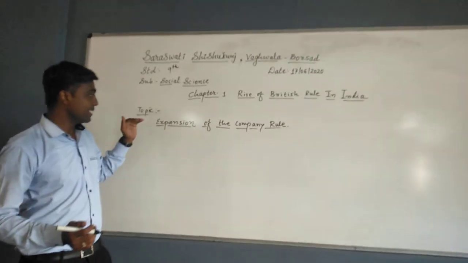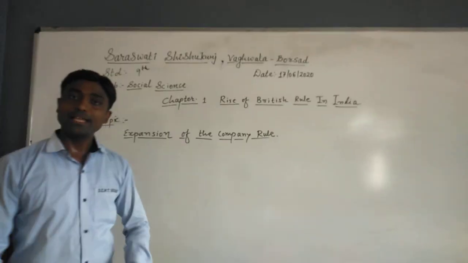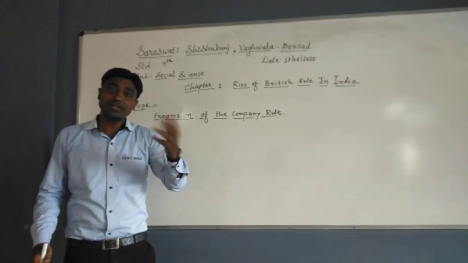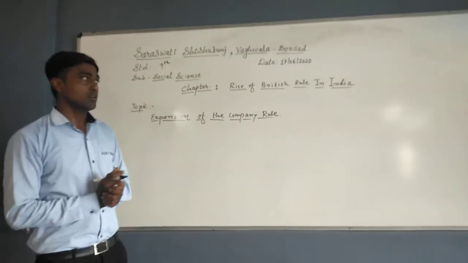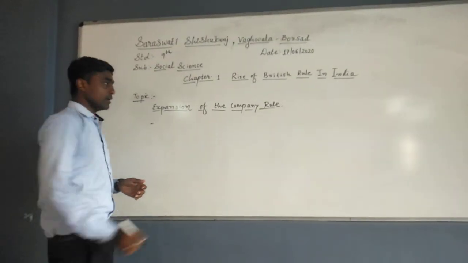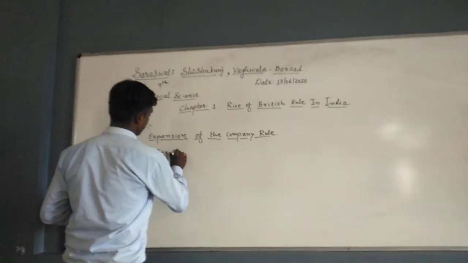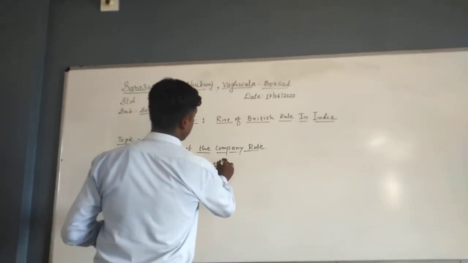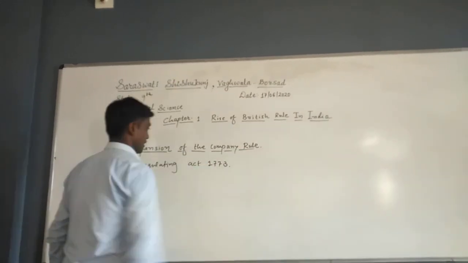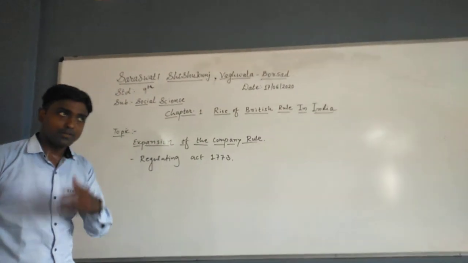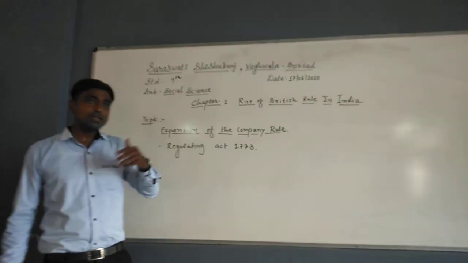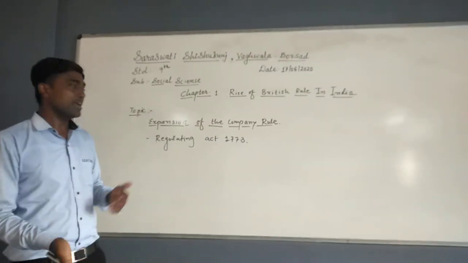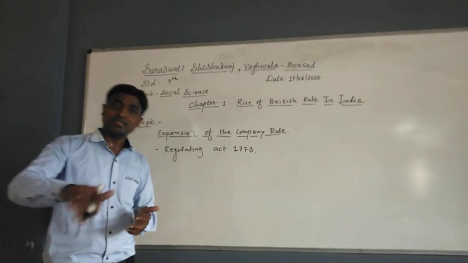So today's topic is the expansion of the company rule. I told you earlier also how the company became more and more powerful, and how they took over huge areas. That will be covered here. First of all, the British government passed the Regulating Act in 1773. According to this, the Governor of Bengal, or the Governor General of Bengal, would carry out all the decisions and trade under his name.